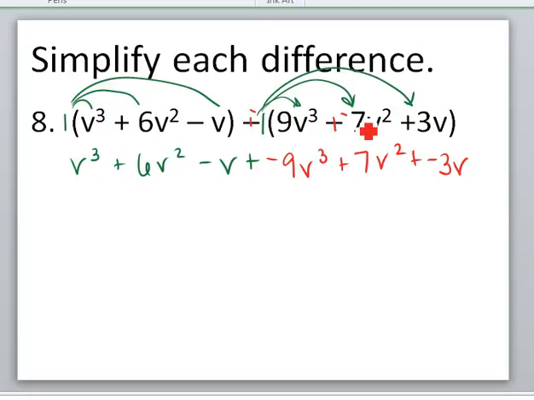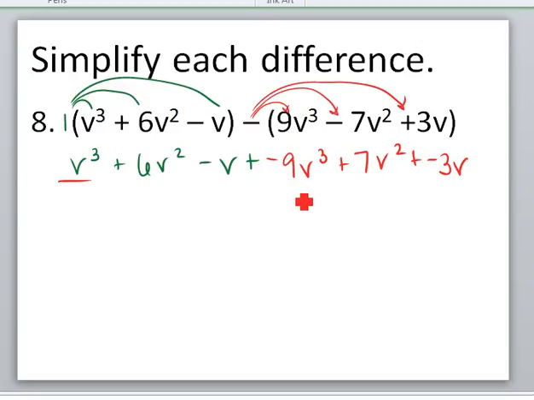So you can think about distributing a negative through, or if I show you by erasing this stuff again, really what we're doing is we are just changing the signs. So this was a positive 9, now it's a negative 9. This was a negative 7, now it's a positive 7. This was a positive 3, now it's a negative 3. And that's again because you're distributing this negative through.